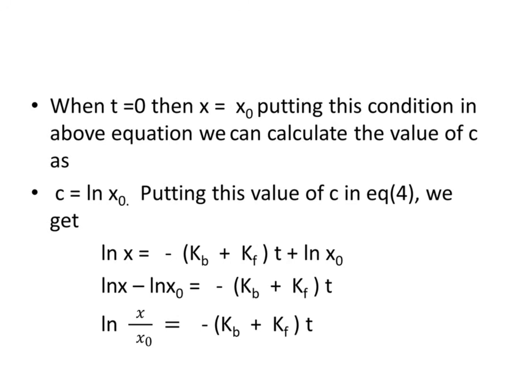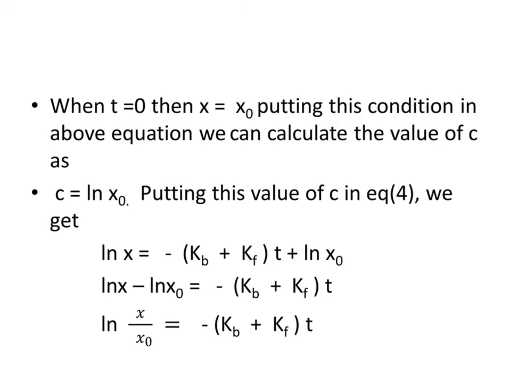Log x is taken on the left hand side, then it will become log x minus log x naught, that is equal to minus (kb plus kf) into t, or we can write it as log x over x naught, that is, log a minus log b is log of a over b. So similarly, log x minus log x naught is written as log x over x naught, that is equal to minus (kb plus kf) into t.